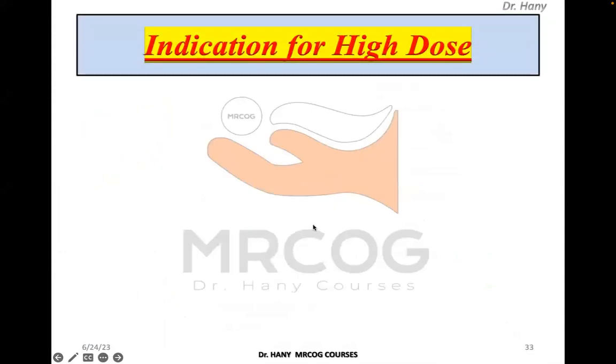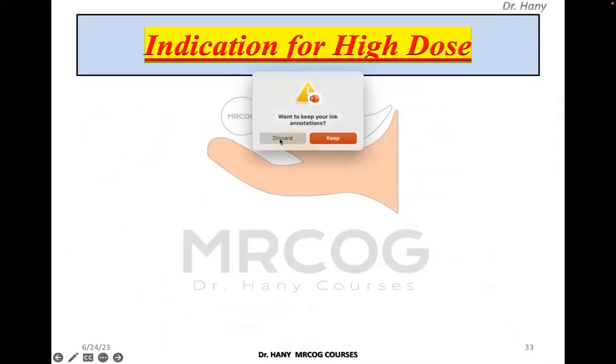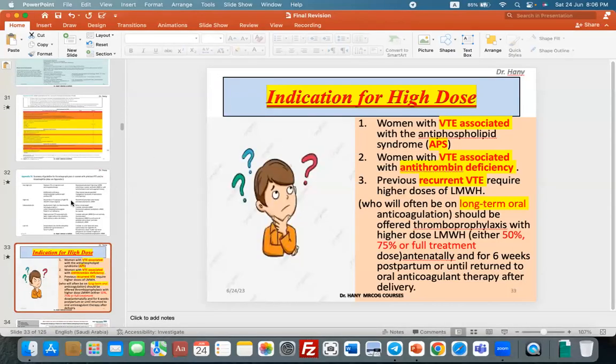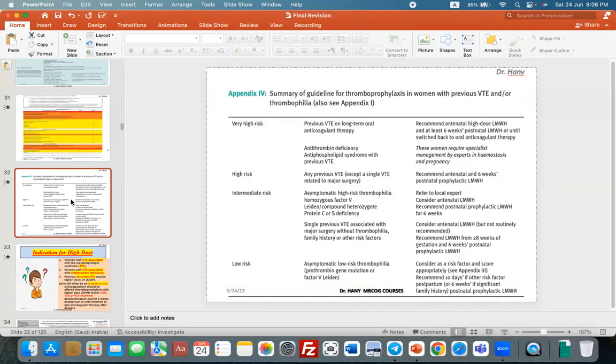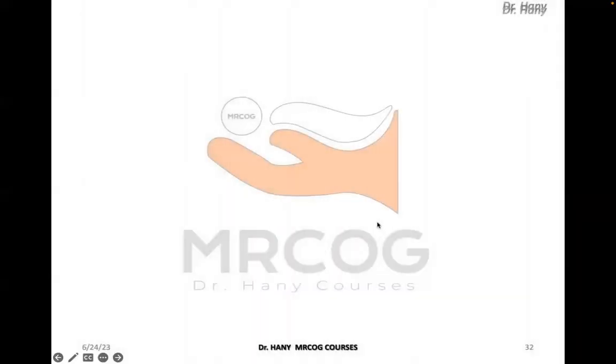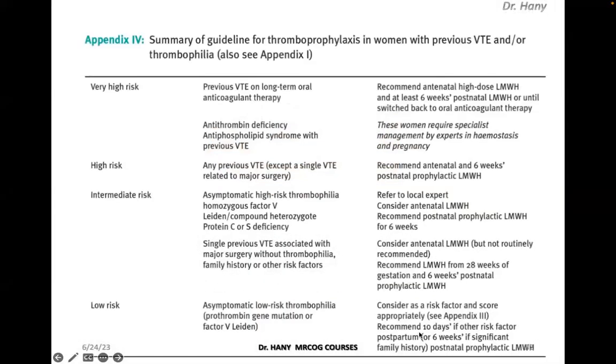Dr. Hani, this one, the last point, the 6 weeks, is it with low risk thrombophilia and the family history? It will combine, it will cause 6 weeks here. Yeah, it's mentioned here. This is the RCOG trick, low risk thrombophilia. You see here, low risk thrombophilia plus family history, it will be high risk in the postpartum. 6 weeks, yeah. So 6 weeks. This is always, they love this.